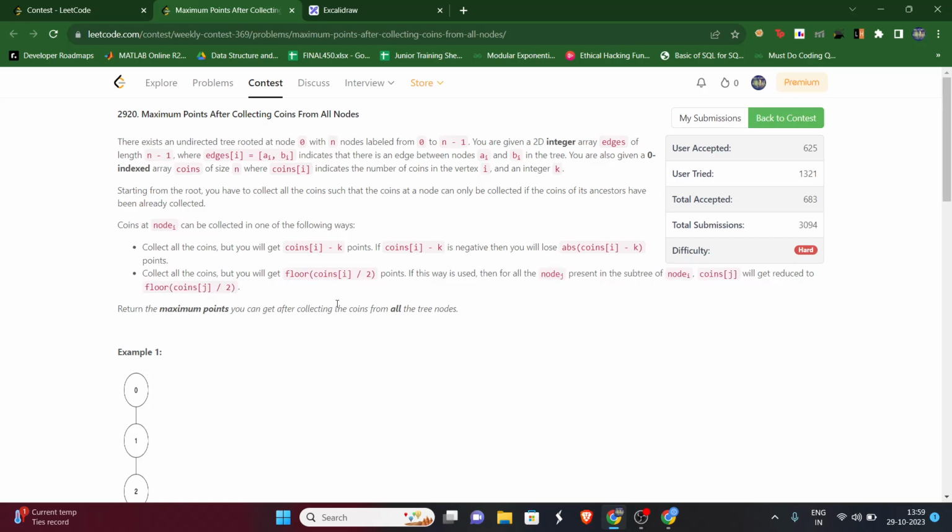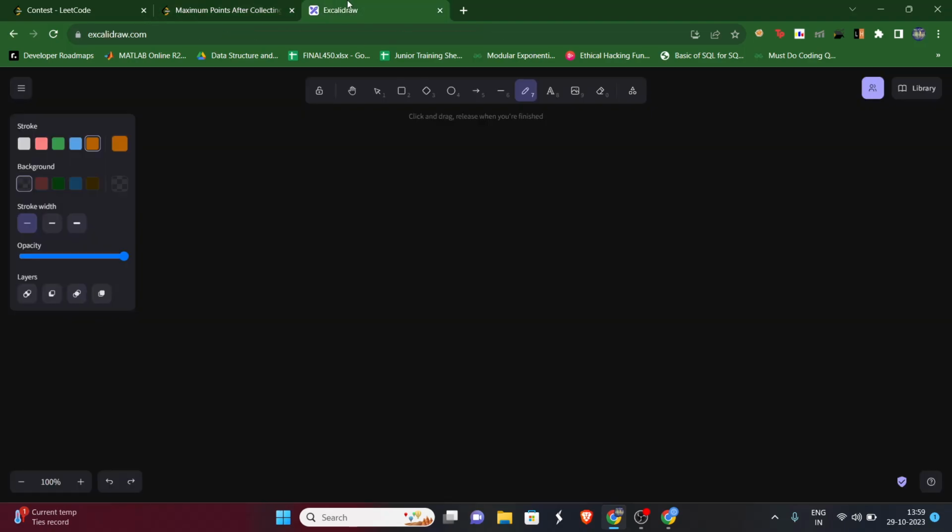Else we can take coins[i] by 2 coins, and the coins of all the rest of the nodes in that subtree will be halved. So it's better to explain here. Let's say this is a subtree, a very basic subtree. We are at this point and it has x coins. And let's say we have a total coin sum.